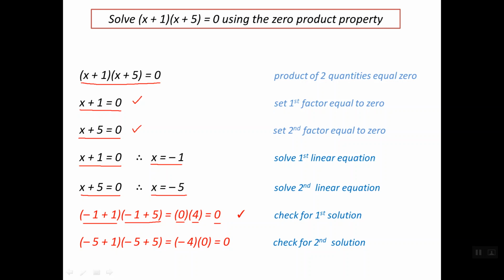Let's see the other solution, which is x equal to minus 5. Let's substitute x equal to minus 5 in the quadratic equation. So x plus 1, which is minus 5 plus 1, multiplied by x plus 5, which is minus 5 plus 5. So the first factor is minus 4, and the second factor is 0. So the result is 0. So it's correct.